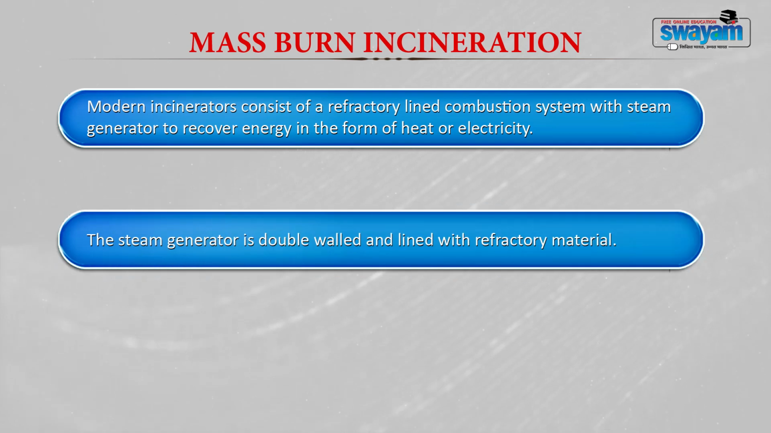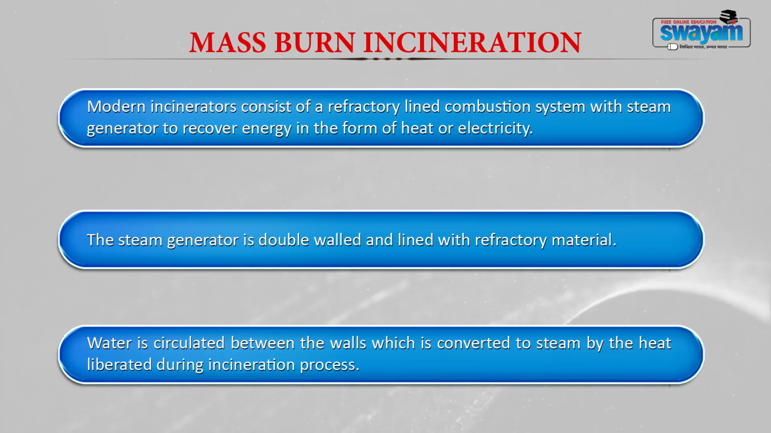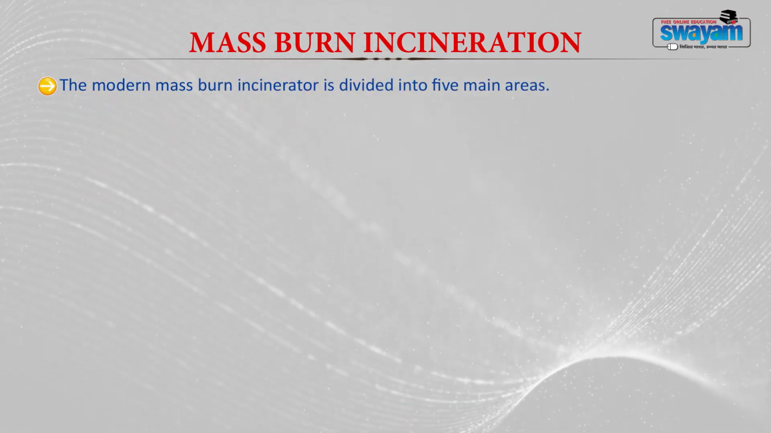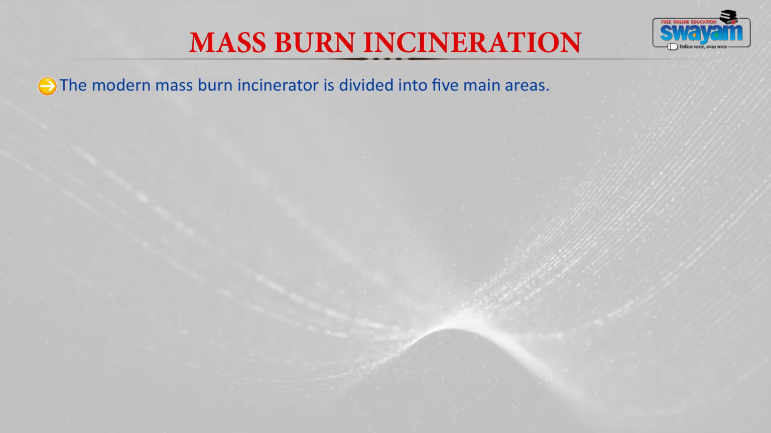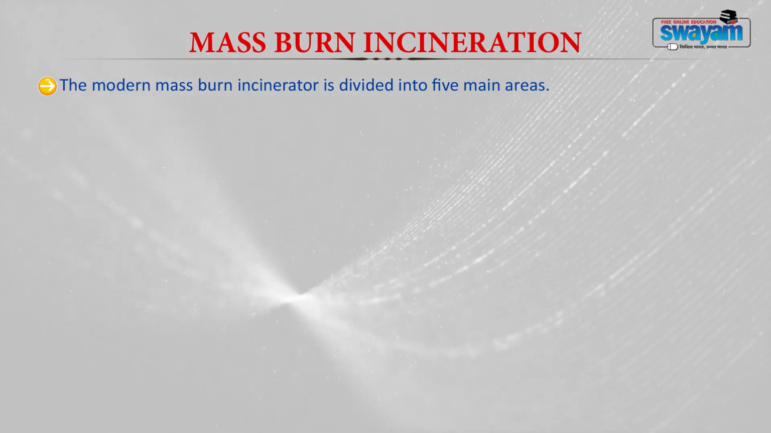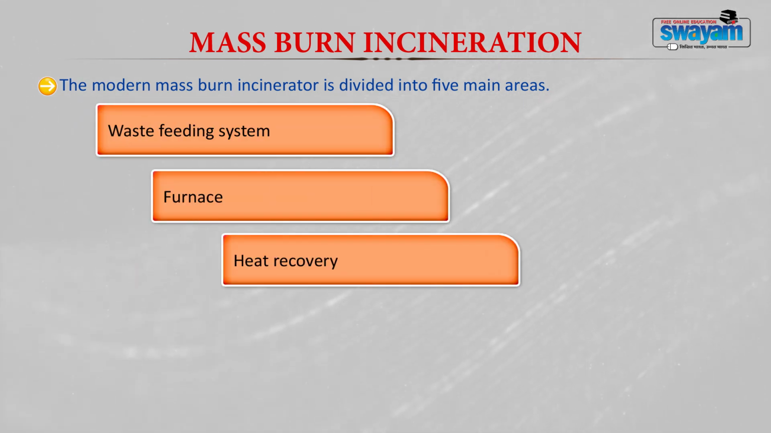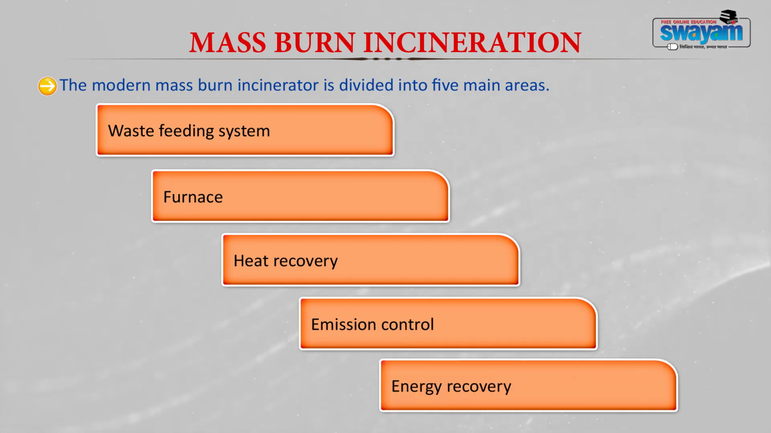The steam generator will be double walled and is generally lined with a refractory material, and water will be circulated between the walls, which will be converted into steam by the heat generated during the process of waste burning. If you look at the units of a mass burn incinerator, it has 5 main areas: waste feeding system, furnace, heat recovery unit, emission control unit and energy recovery unit. Let us discuss each of these in detail.